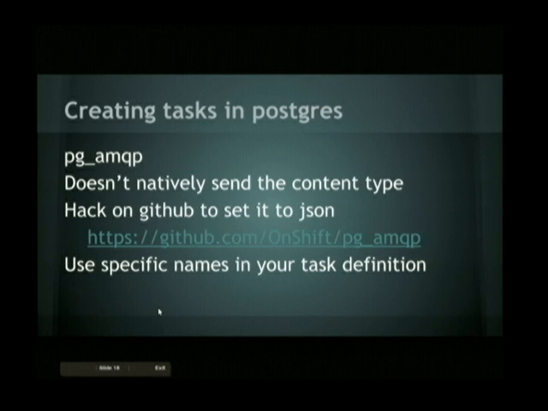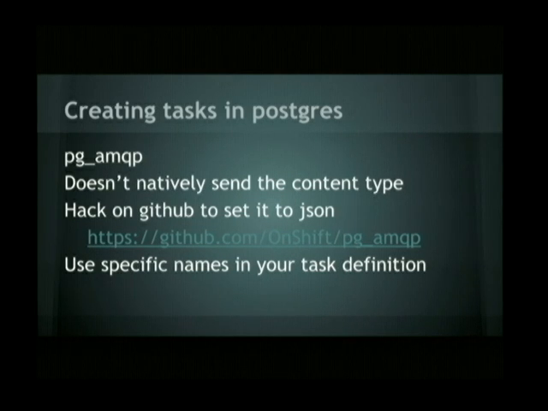Now, Postgres doesn't, there's two ways you could do this. The way we chose to do this is we're using a Postgres extension called PGAMQP. It's basically C code that talks to the AMQP, so it talks directly to Rabbit and puts things into the Rabbit queue. If you're going to put things into the Rabbit queue for Celery to consume, you need to make sure that you put it in a way that Celery can actually understand it.